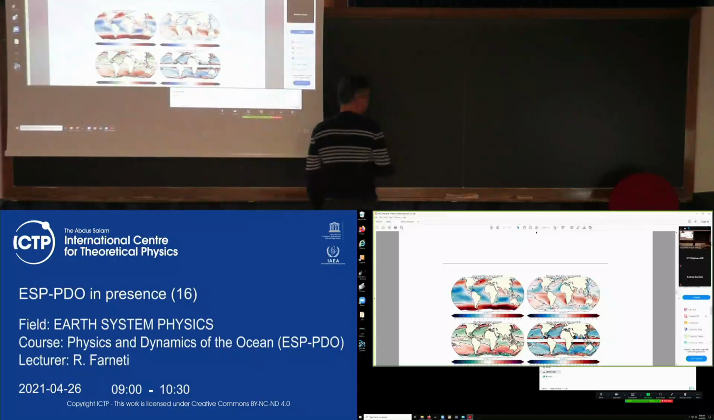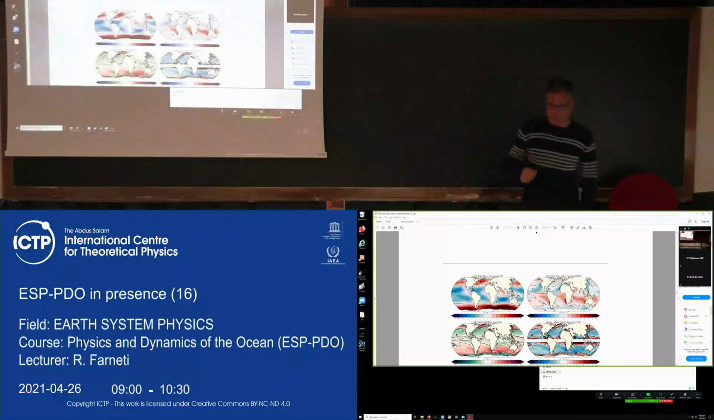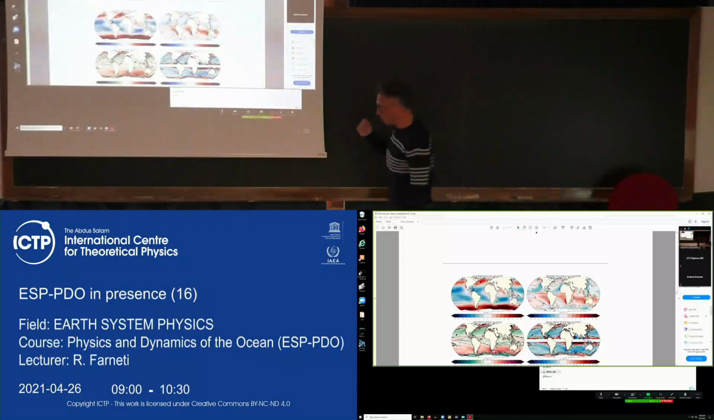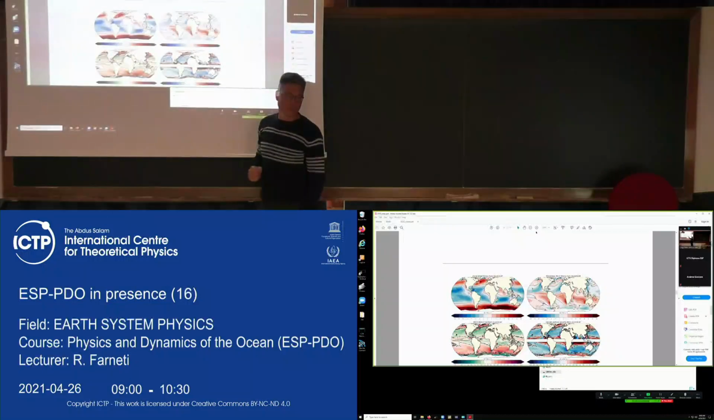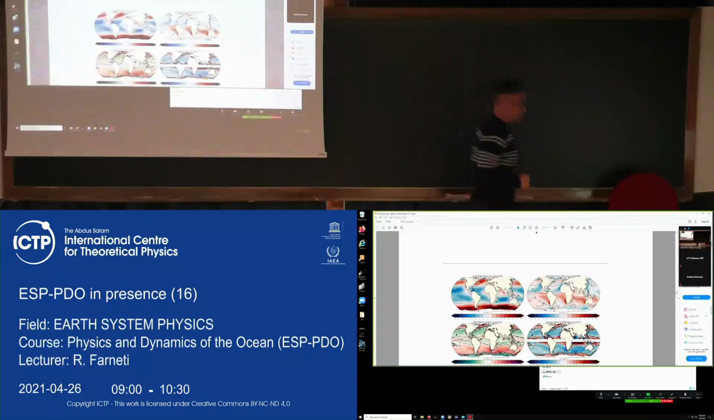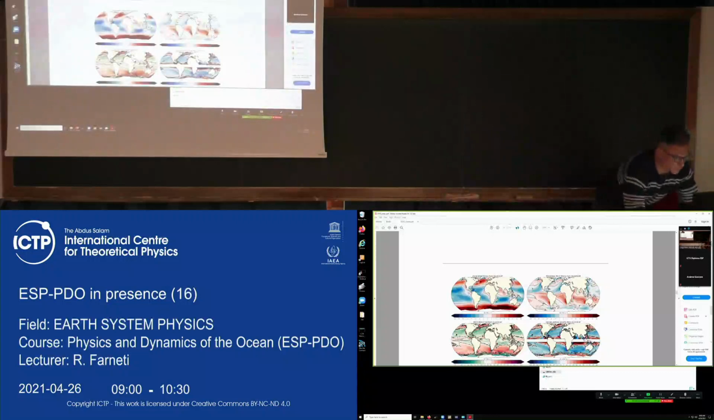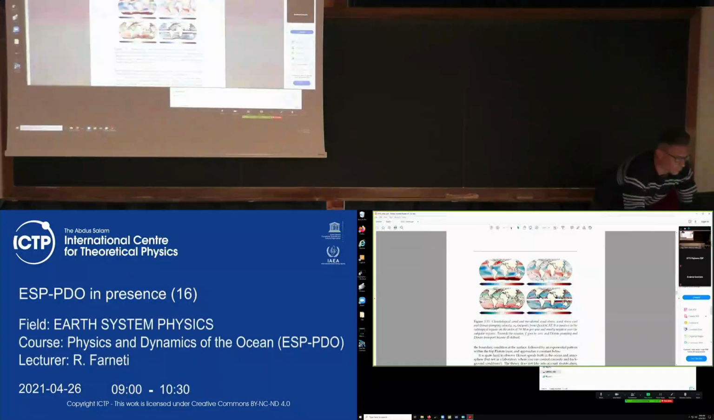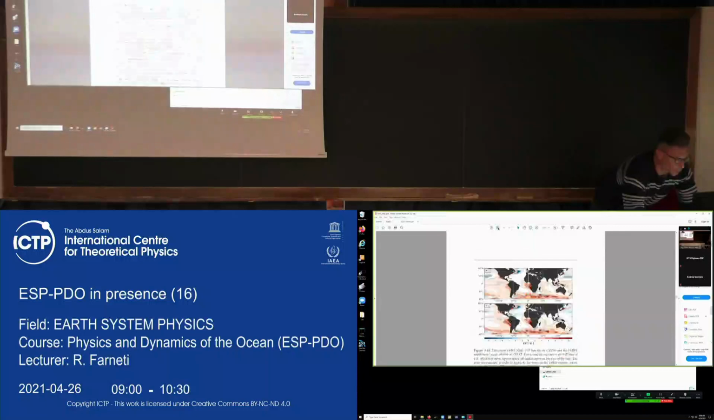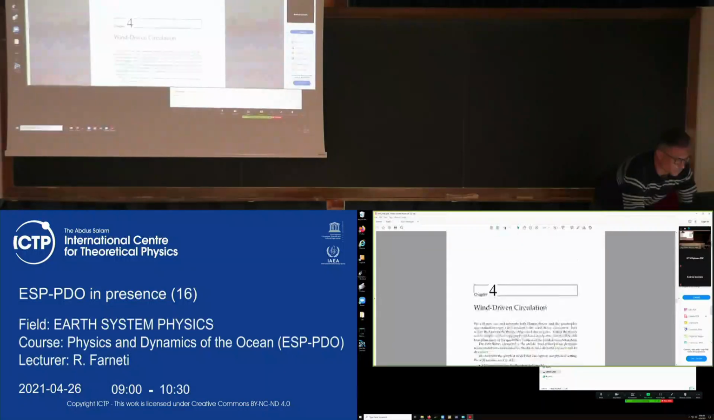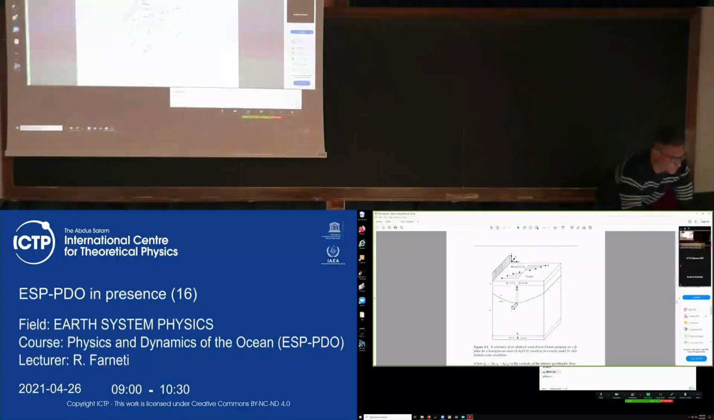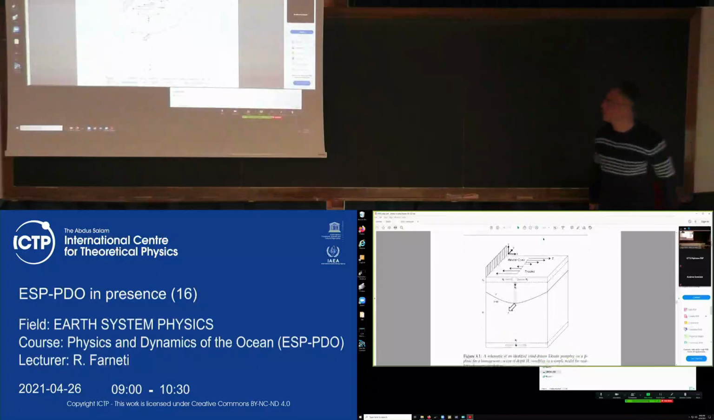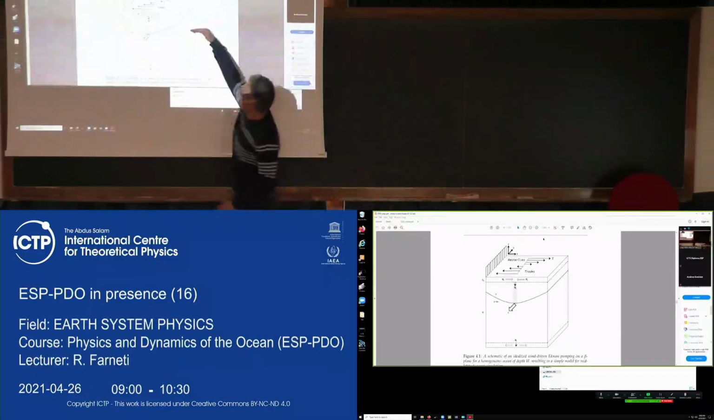And that vertical velocity at the base of the top Ekman layer will induce a geostrophic current in the interior of the ocean. So we will start connecting the two today. Basically, this is what we're going to start to work with. Okay, so far we are here.